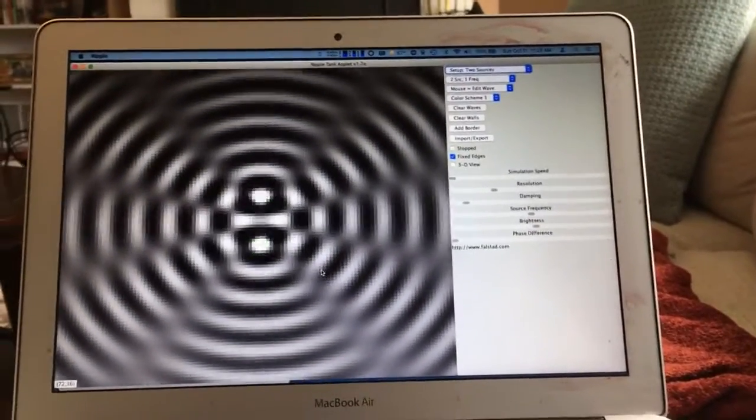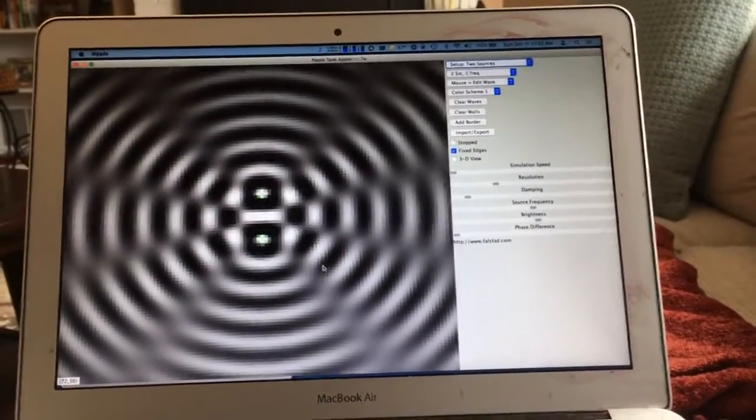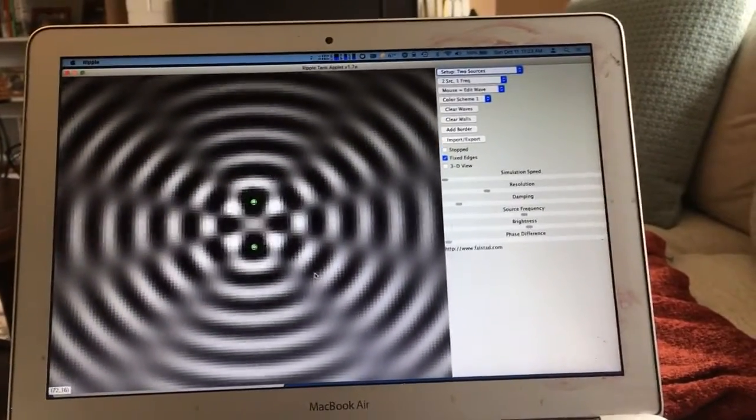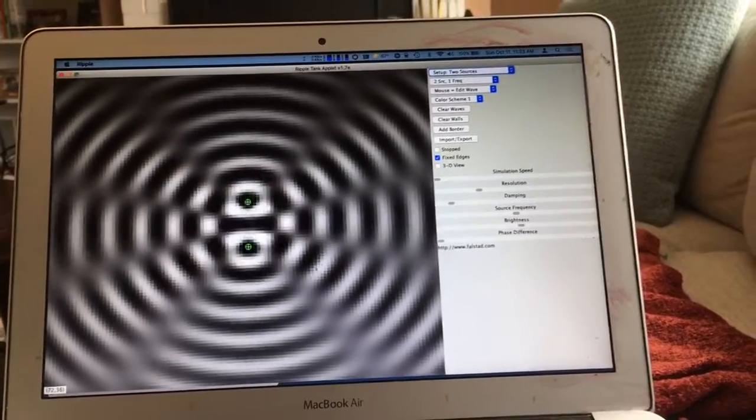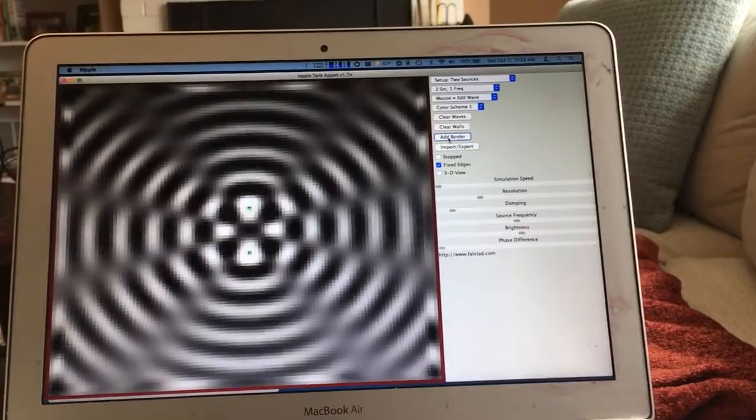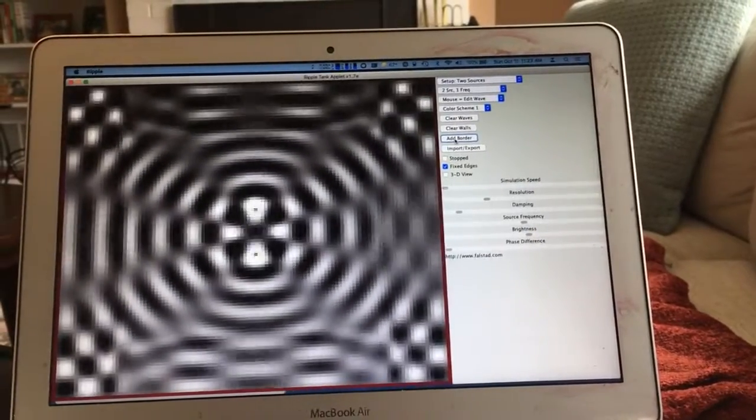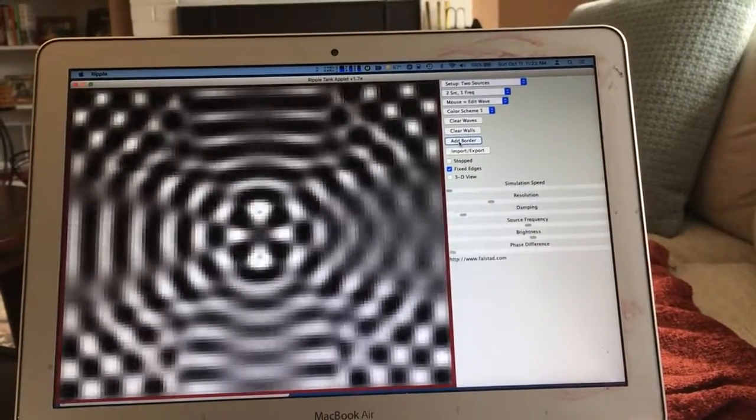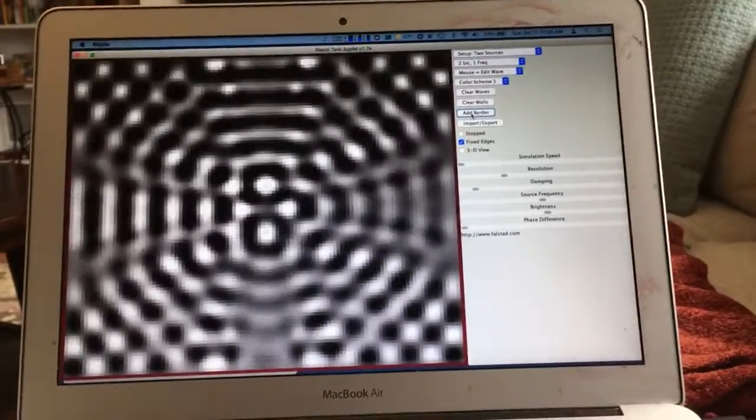Oh, I guess in past years I tried to do this in the classroom and the effect was completely ruined by reflections from the walls. And I think if I add a wall, you can see that sure enough the effect is ruined by reflections from the wall. So this never worked well in the auditorium.